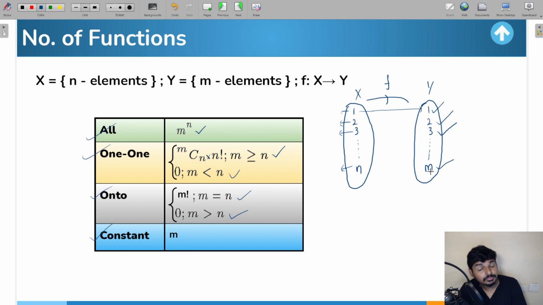So how many constant functions are you going to get? It is simply nothing but m. So I can say the number of constant functions is simply nothing but the number of elements that are going to be present in the second set. So this way, this is going to be the concept of calculating the number of functions. So according to the given question, if you want to find out the total number of functions or one-one functions or onto functions or constant functions, this is how you can do it, guys.